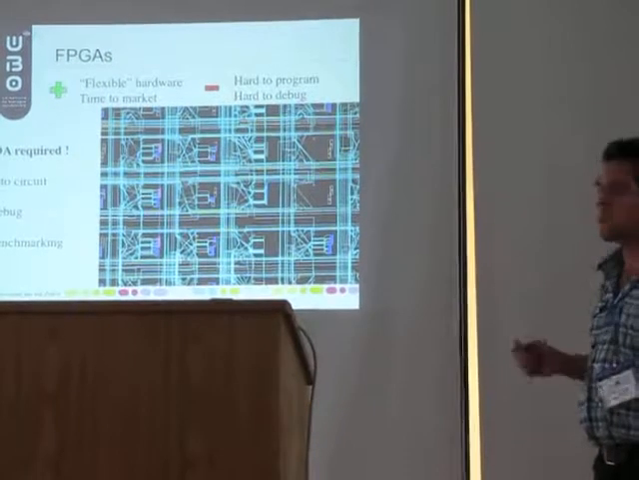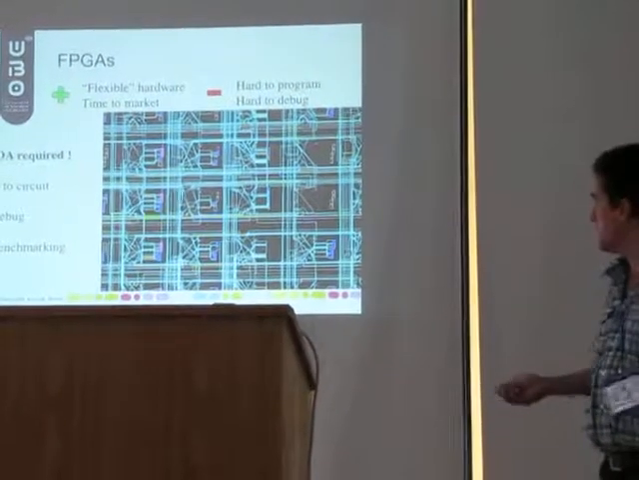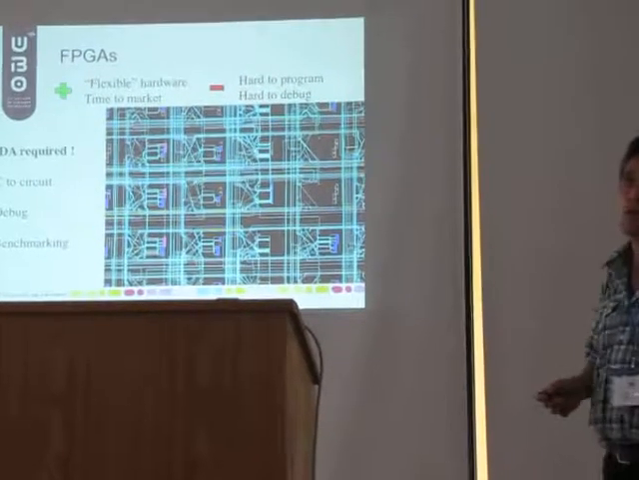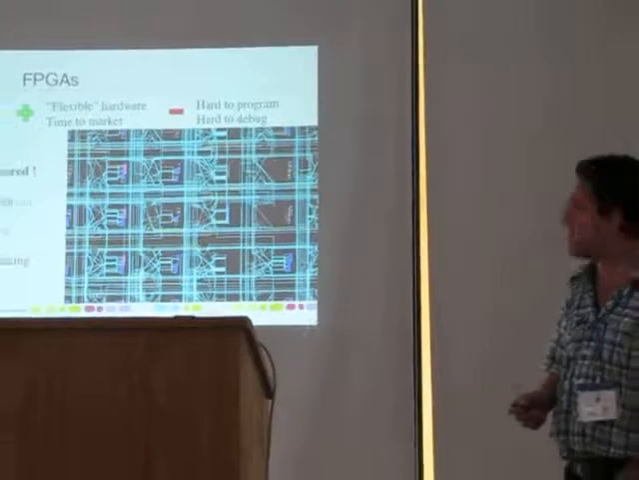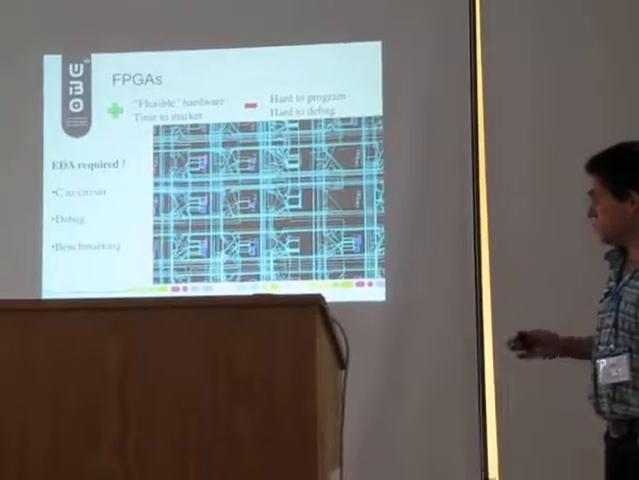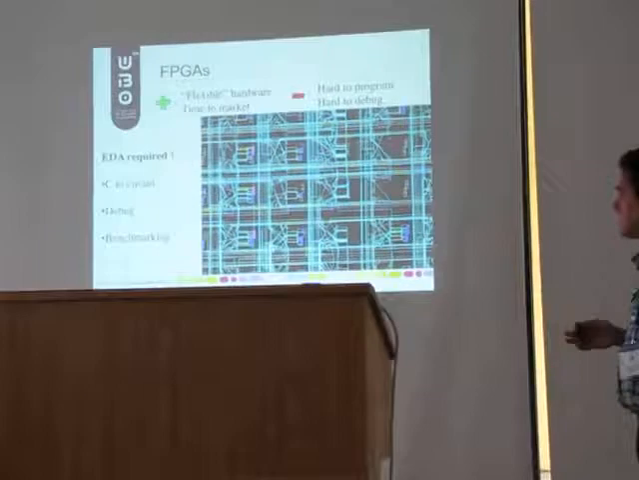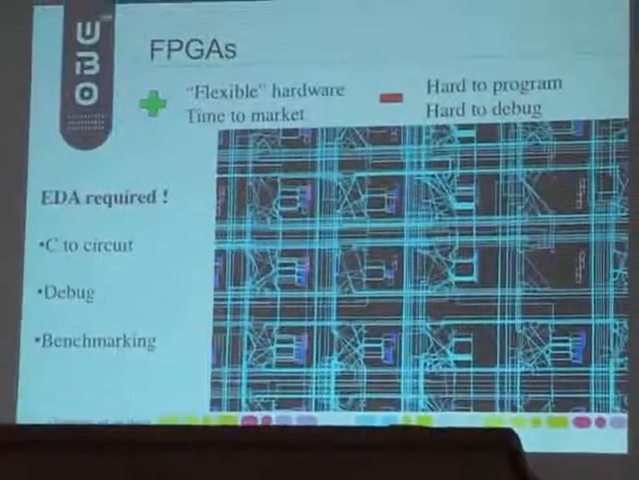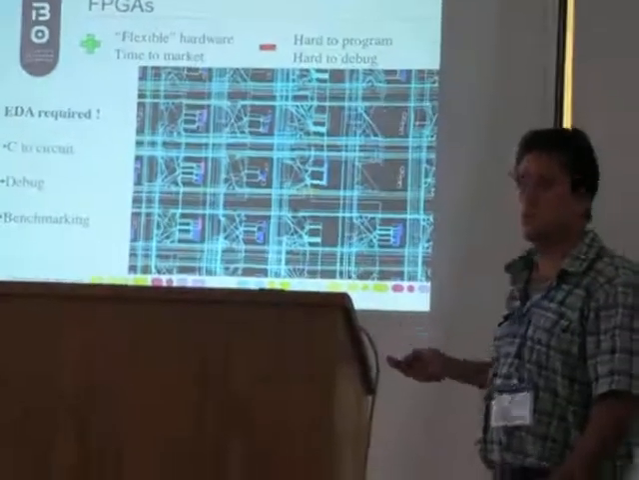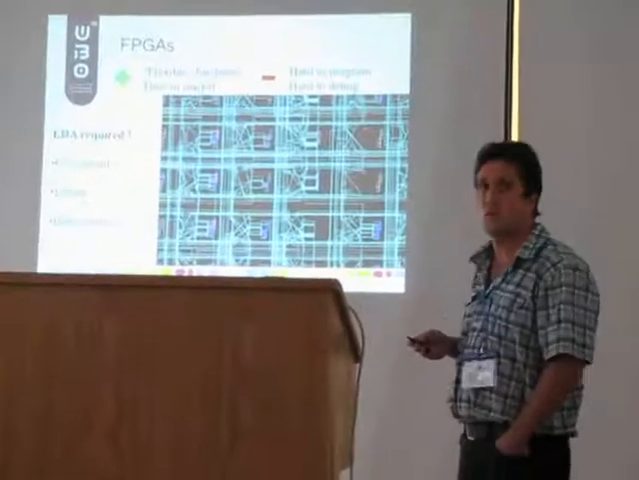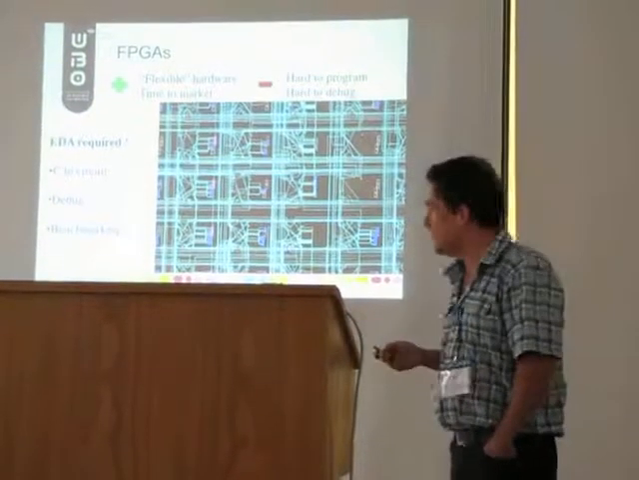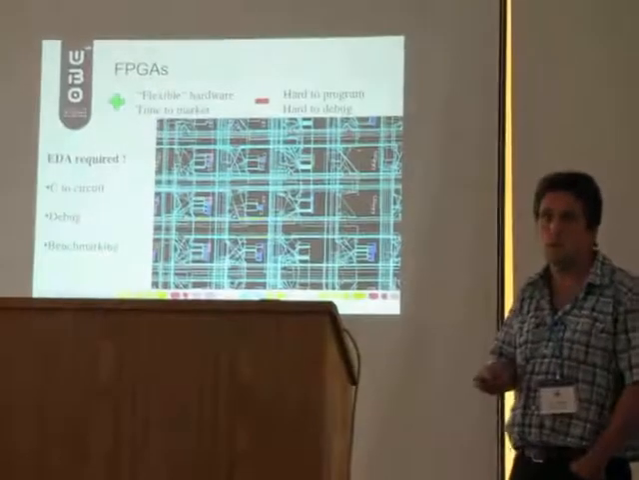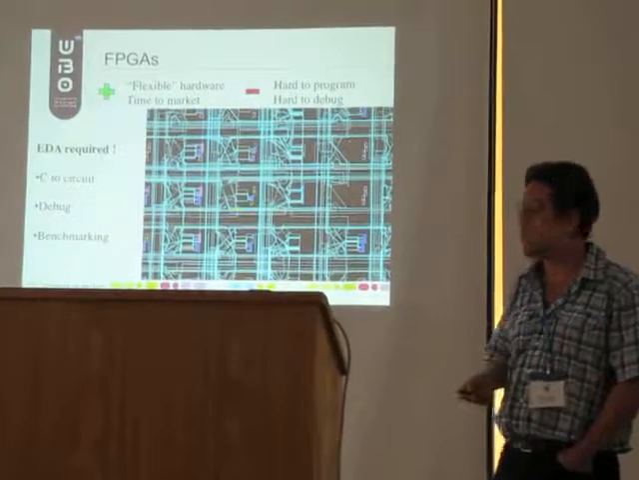This is a snapshot of commercial tools. So you can see it's a lot of resources, some functions, some memory blocks, RAM blocks, that kind of thing. And of course, you have to provide some automation here because it's not manageable for a human being. So you have to provide some C-to-circuit translator. It's referred to as high-level synthesis. You'll have to provide some debug facilities and, of course, benchmarking because clients want to choose the best implementation.